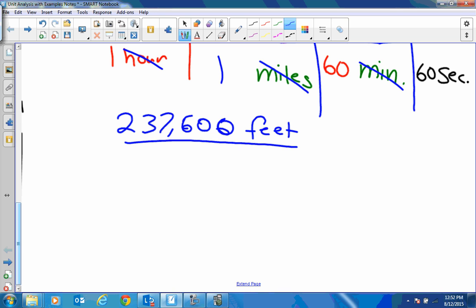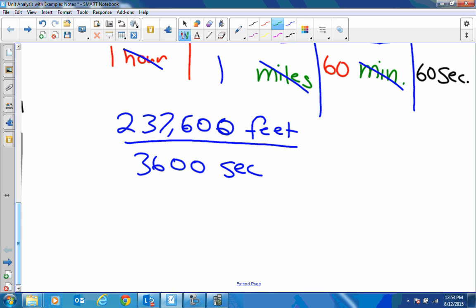per, what's 60 times 60? Well, 6 times 6 is 36. Add 2 zeros is 3,600. Okay, and what's the unit left on the bottom? The only unit that's not canceled out is seconds. So now we have feet per second.